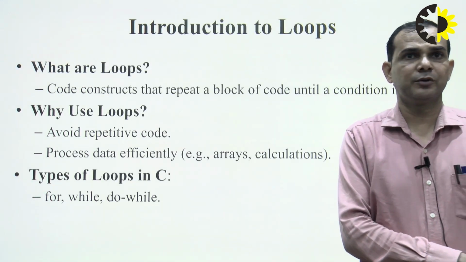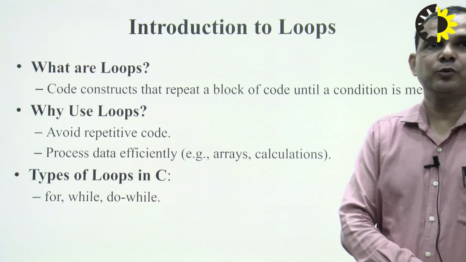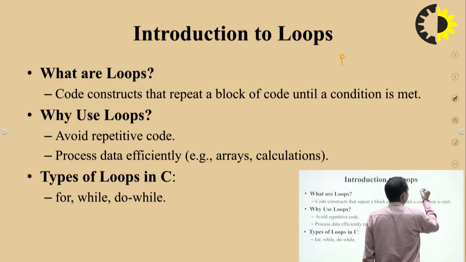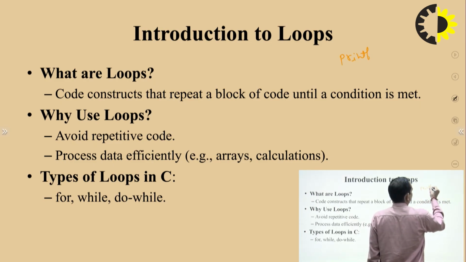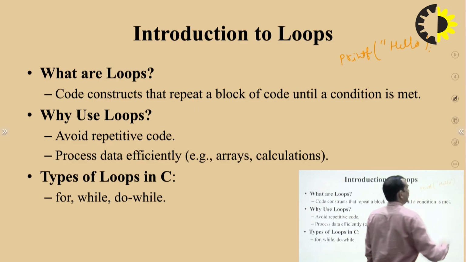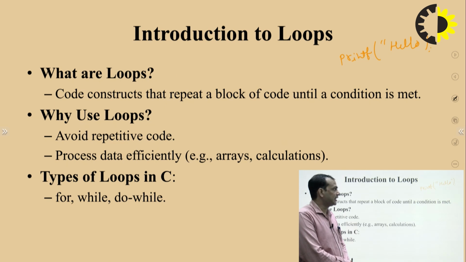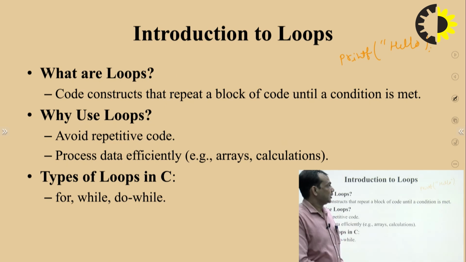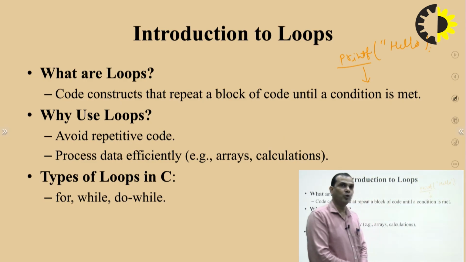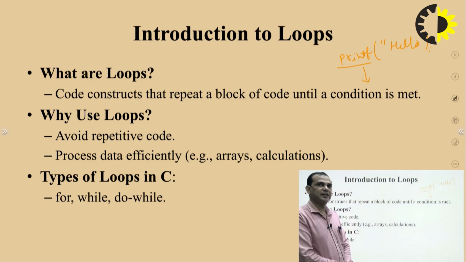Why are we using a loop? In programming, when we write code, sometimes we have to print one line more than one time. Suppose we write a line printf hello, and we have to print this line 10 times. Rather than writing this line 10 times, we apply a loop, and inside that loop we write this line, so that we do not have to repeat the line 10 times. That's why we are using the loop.